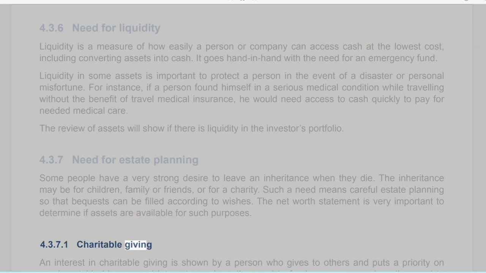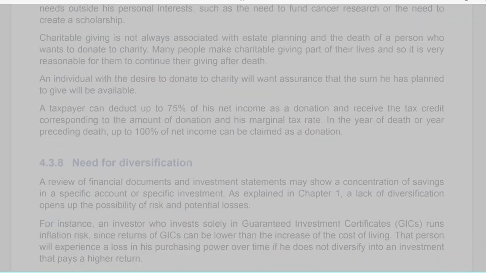4.3.7.1 Charitable giving. An interest in charitable giving is shown by a person who gives to others and puts a priority on needs outside his personal interests, such as the need to fund cancer research or the need to create a scholarship. Charitable giving is not always associated with estate planning and the death of a person who wants to donate to charity. Many people make charitable giving part of their lives, and so it is very reasonable for them to continue their giving after death. An individual with the desire to donate to charity will want assurance that the sum he has planned to give will be available.